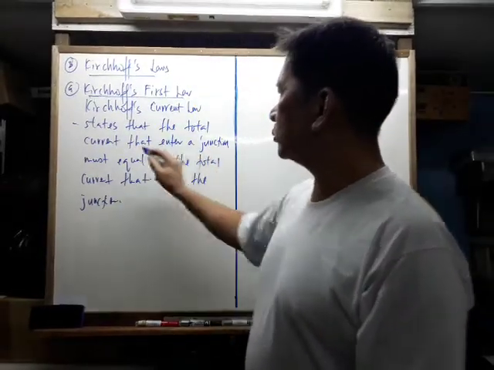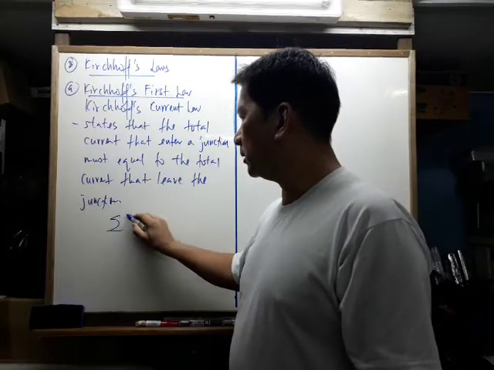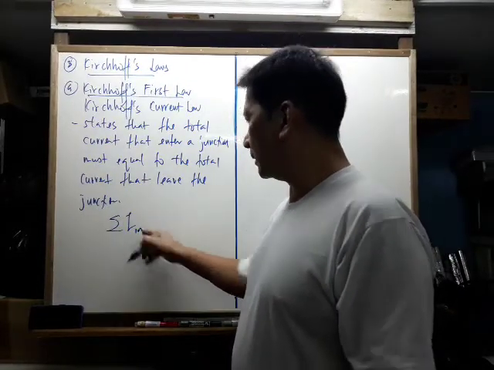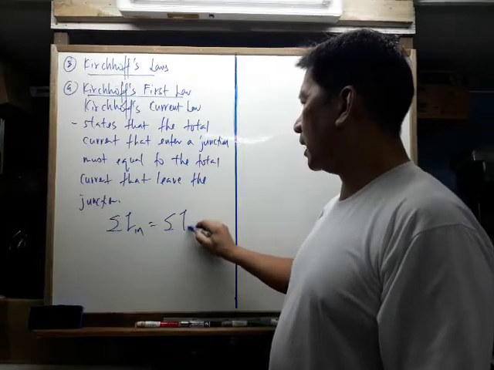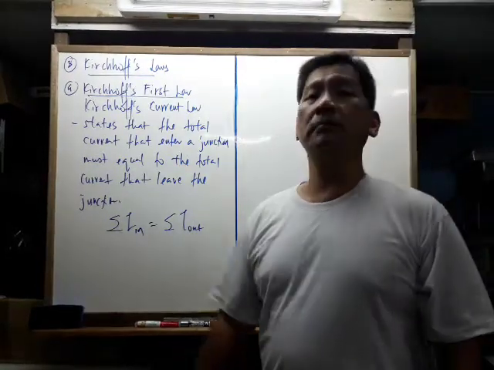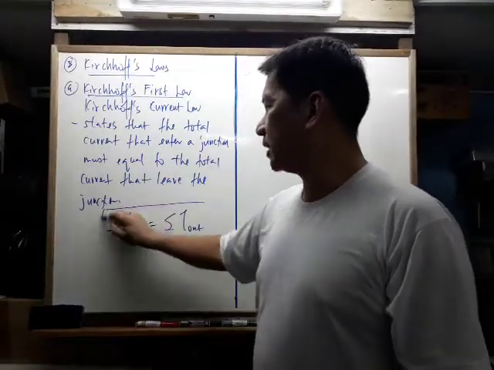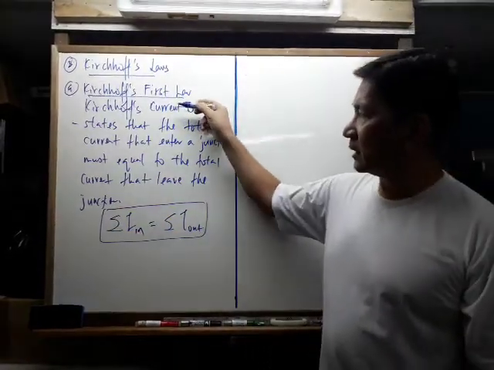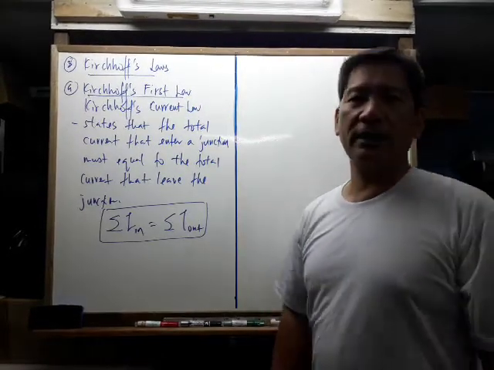Now, when you say total, normally mathematically we use this symbol. The total current entering a junction must equal the total current that flows out from the junction. It must be the same junction, referring to the same junction. So this is the statement, and this is the equation. Alright, so Kirchhoff first law is actually very simple.